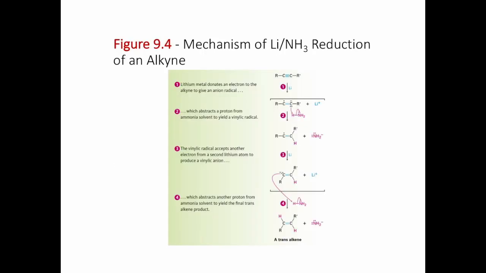This is the mechanism for the lithium or sodium and ammonia reduction to give the trans-alkene. First, the lithium metal donates an electron to the alkyne, which gives this vinyl radical, and then that negatively charged carbon grabs a hydrogen from ammonia, and then the vinyl radical accepts another electron from a second lithium atom to produce another vinylic anion, which then gets protonated again from ammonia. So two steps which are identical but happen in sequence. And then as a result, you get the trans-alkene product.